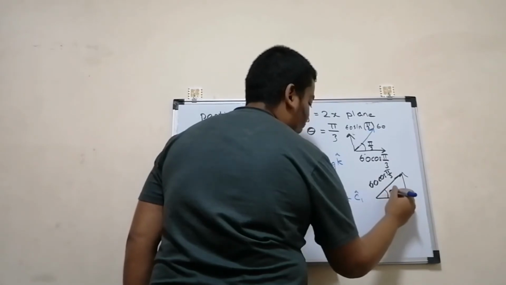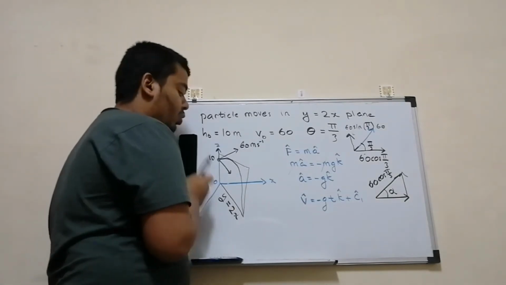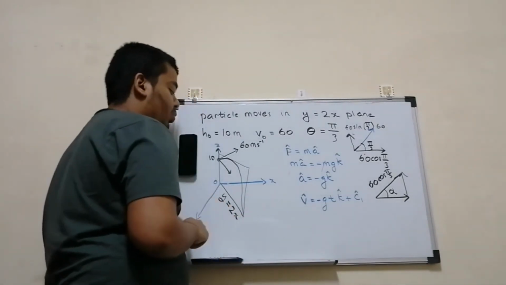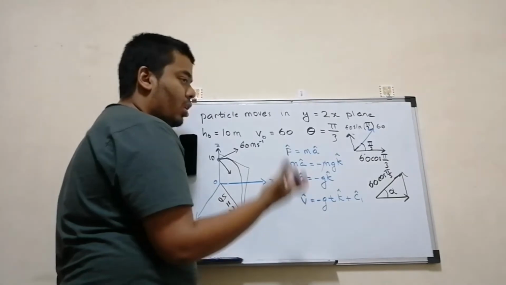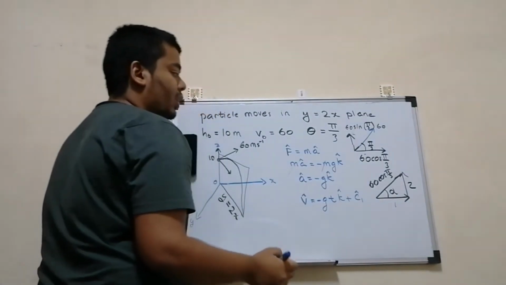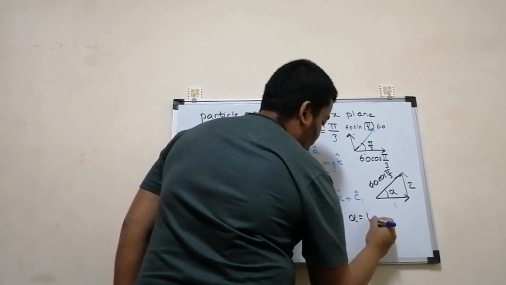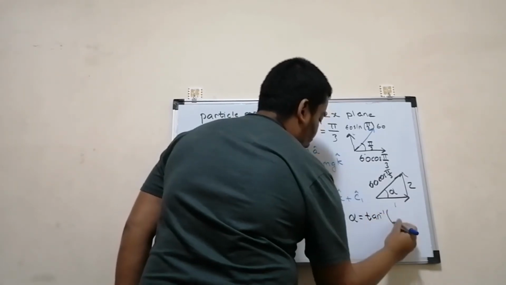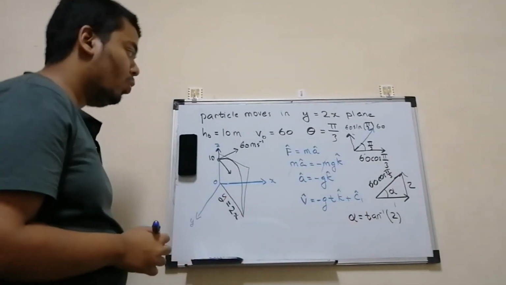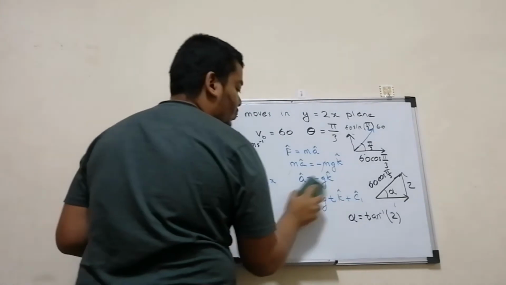In fact, we know this angle very well: alpha. How? If x is equal to 1, y is equal to 2. So this angle alpha will be tan inverse of 2. So for the initial velocity, let me write down this velocity vector on the top.